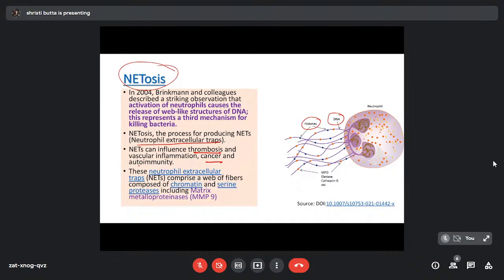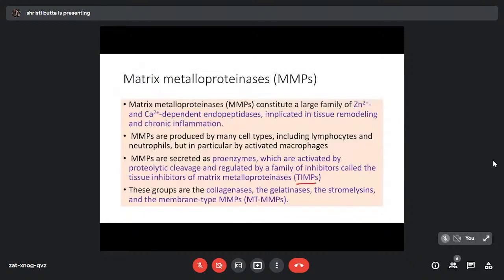Now, coming to matrix metalloproteinases. Matrix metalloproteinases constitute a large family of zinc and calcium-dependent endopeptidases implicated in tissue remodeling and chronic inflammation. MMPs are produced by many cell types, including lymphocytes and neutrophils, but in particular by activated macrophages. MMPs are secreted as proenzymes, which are activated by proteolytic cleavage and regulated by a family of inhibitors referred to as the tissue inhibitors of matrix metalloproteinases. These groups can be collagenases, gelatinases, stromelysins, or membrane-type MMPs.